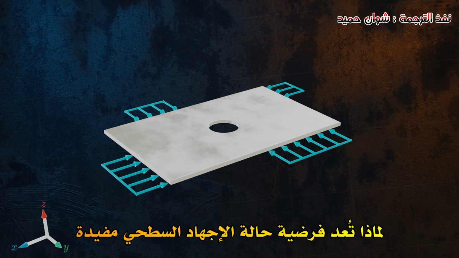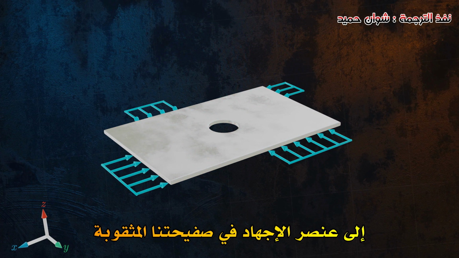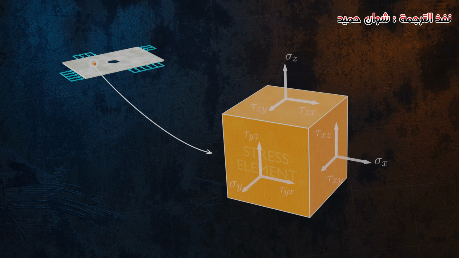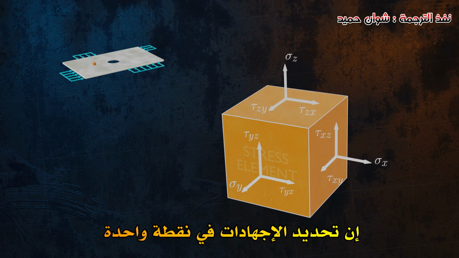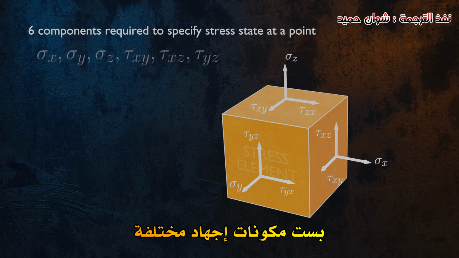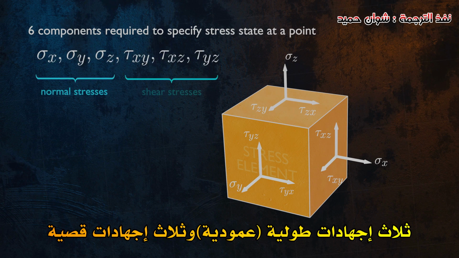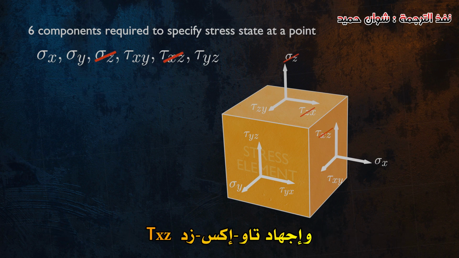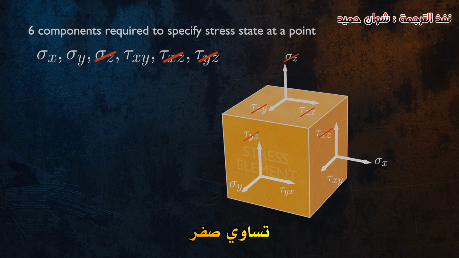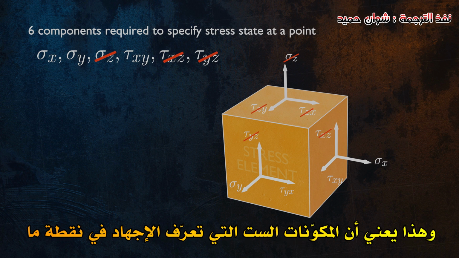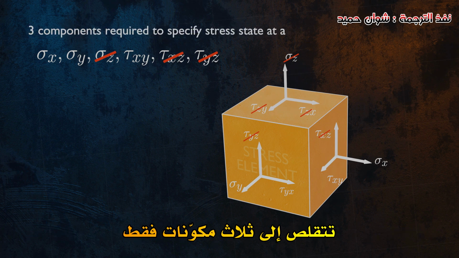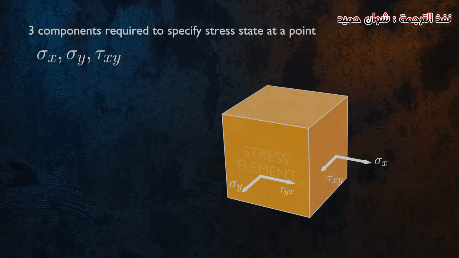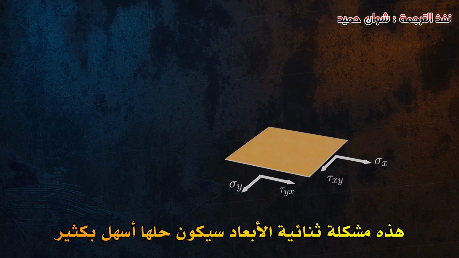Why is the plane stress assumption useful? We can answer by taking a look at a stress element in our perforated plate. The stresses at a single point are defined by 6 different stress components, 3 normal stresses, and 3 shear stresses. For plane stress conditions, sigma z, tau xz, and tau yz are equal to 0. This means that the 6 components defining the stress at a point are reduced to just 3 components, sigma x, sigma y, and tau xy. This is a 2-dimensional problem, which will be much easier to solve.